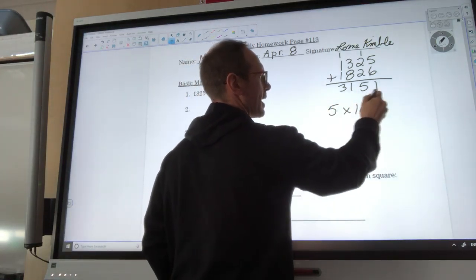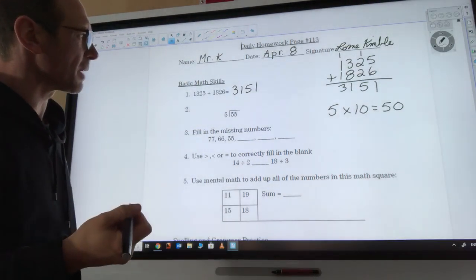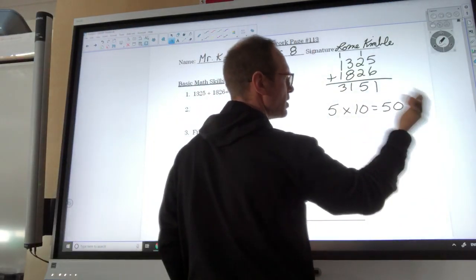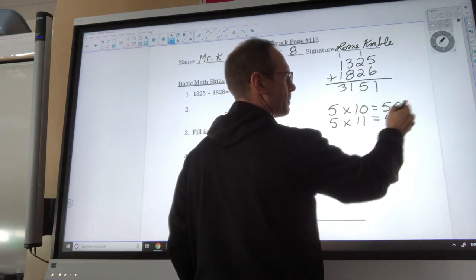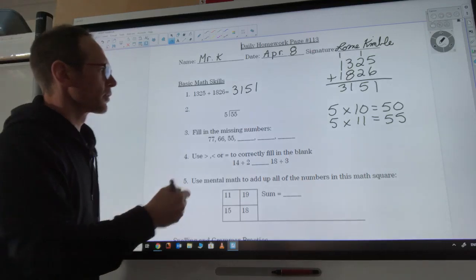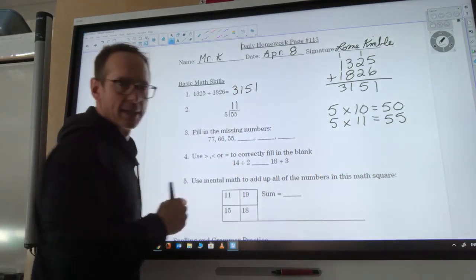I know 5 times 10 is 50. So it looks like I'm gonna have to go one more step. If I went another group of 5, right? And went 5 times 11, that would give me 55. So 5 times 11 is 55, so 55 divided by 5 would be 11.